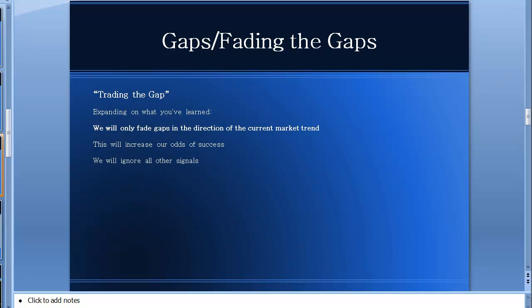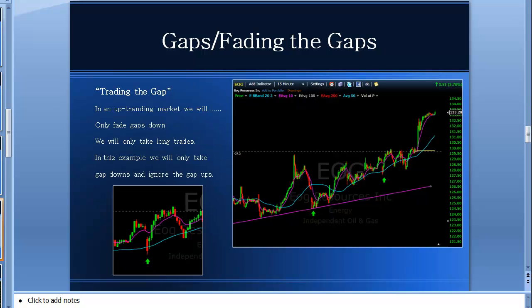So what you've learned: we will only fade gaps in the direction of the current market trend. This will increase our odds of success, and as such we will ignore all other signals. In this example of a gap down, we are trading counter trend. The trend is up. So on this gap down, which is also this area right here, it's an enlarged example, this gap down to the moving average, we take the trade long and fade this gap down.